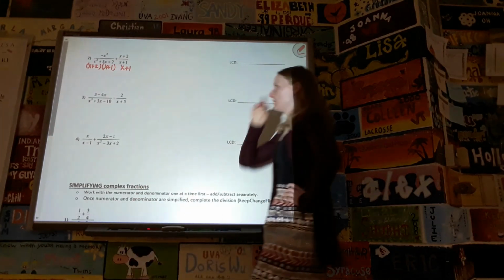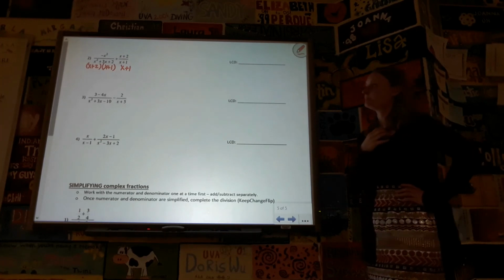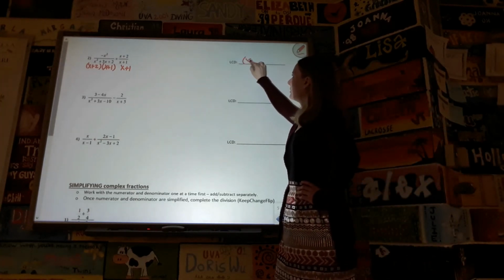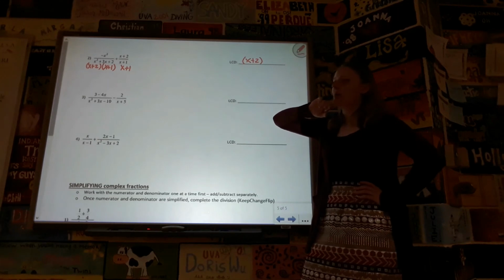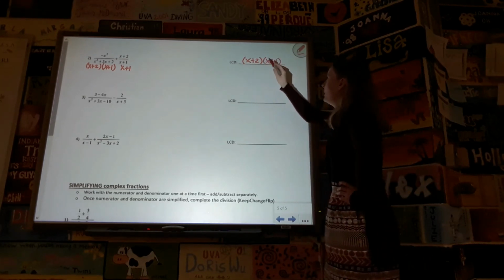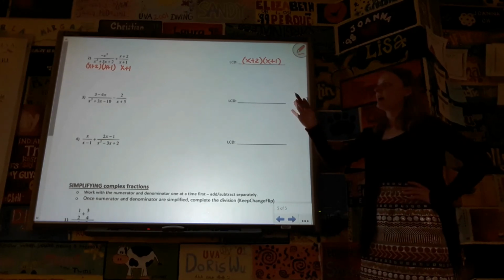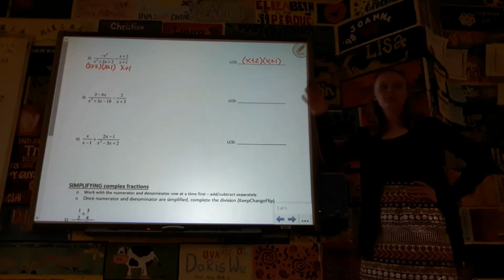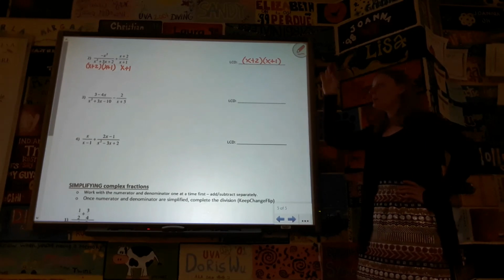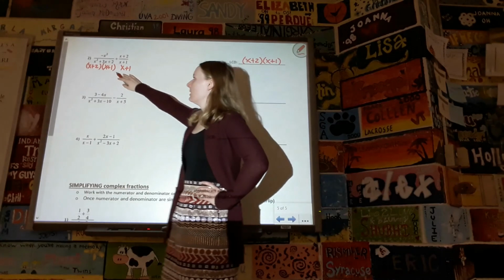Okay, so then what should the common denominator be? X plus 2. X plus 2 needs to be represented. X plus 1 needs to be represented. Alright, so the first fraction, are we good? First fraction already has the common denominator. Second one? Second one is missing the x plus 2.